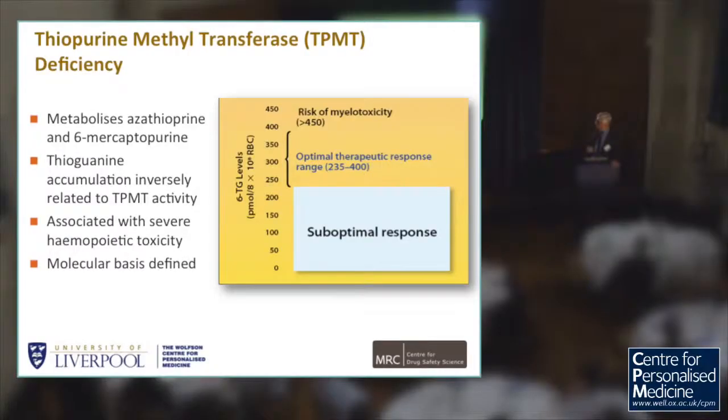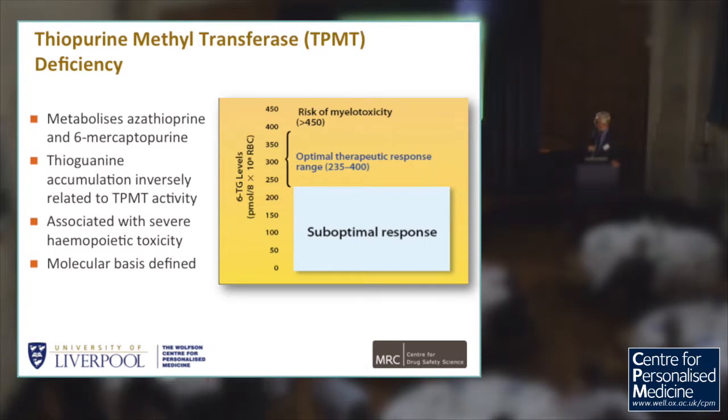So here's an example of a pharmacokinetic. I'll go through two pharmacokinetic examples for you. Here's an example which is already in clinical practice, and if you're a rheumatologist or a gastroenterologist or a dermatologist, you may have used it when you prescribe patients azathioprine. This is deficiency of thiopurine methyltransferase, a very important enzyme which metabolizes these particular drugs. And if you have a deficiency of thiopurine methyltransferase, you get an accumulation of metabolites called thioguanines and so on.